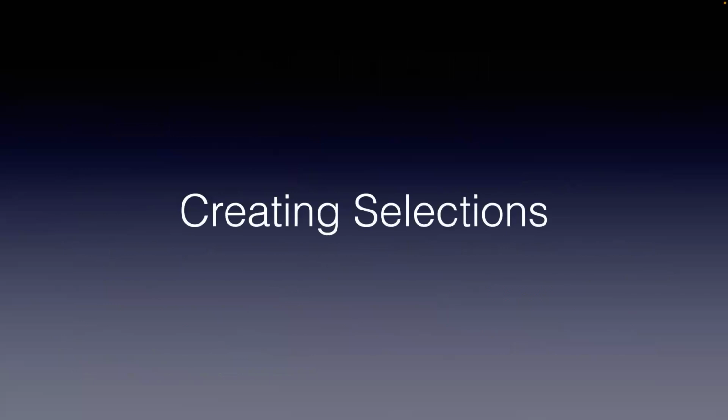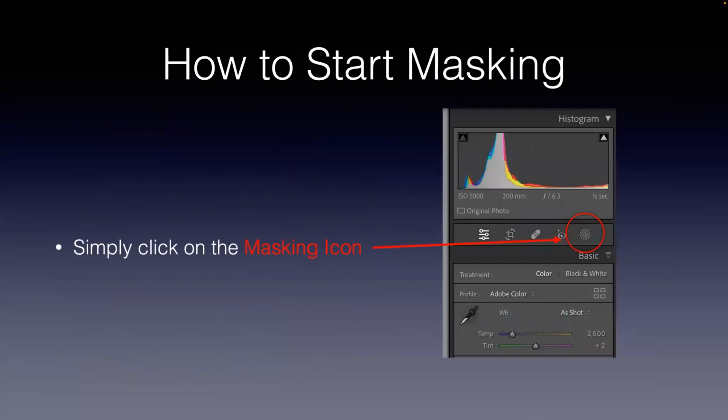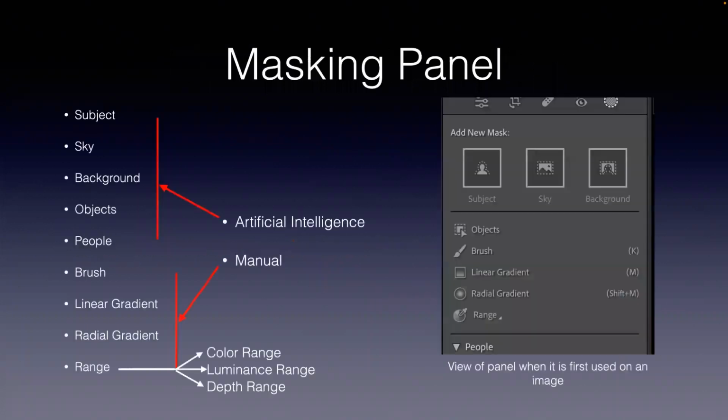We're going to get into how you do the creation of these selections, and we are going to start right at the ground level. So how do you start getting into the masking panel? It's very simple. On your interface of Lightroom, you will look on the upper right-hand corner and you should see this bar of icons, and we are using this one that's circled in red. Click on it and it should open a panel that looks just like this.